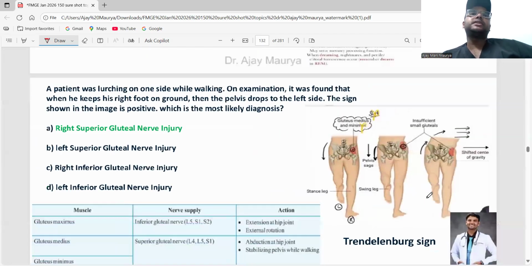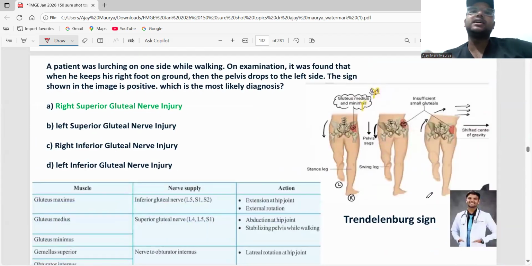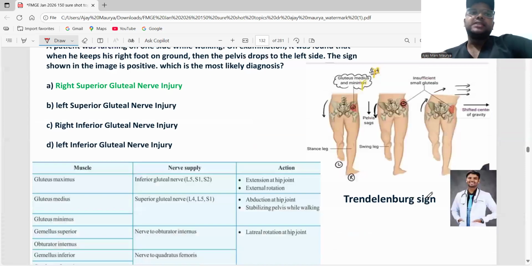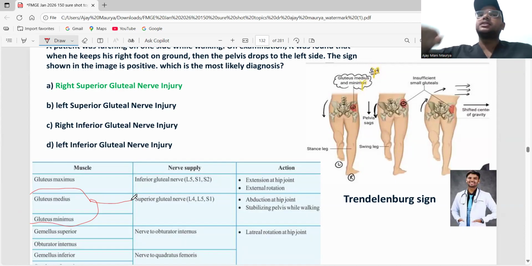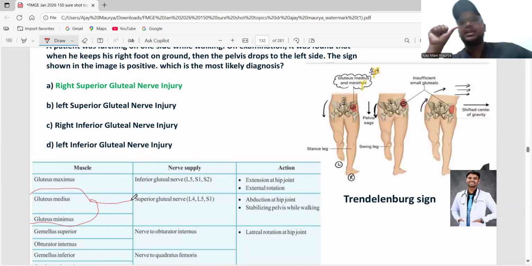Next one, a patient was lurching on one side. See here, we have the gluteus medius and minimus. Gluteus medius and minimus is supplied by what nerve? It is the superior gluteal nerve. What's the function? Function is the abduction at the hip joint and stabilizing the pelvis while walking.